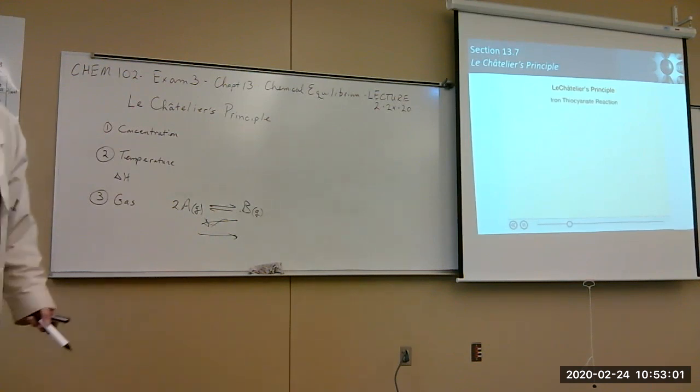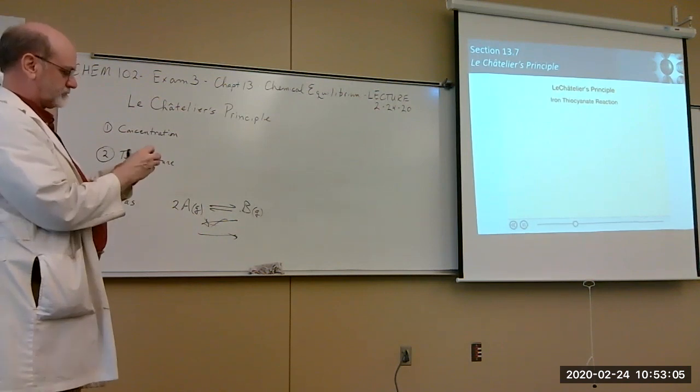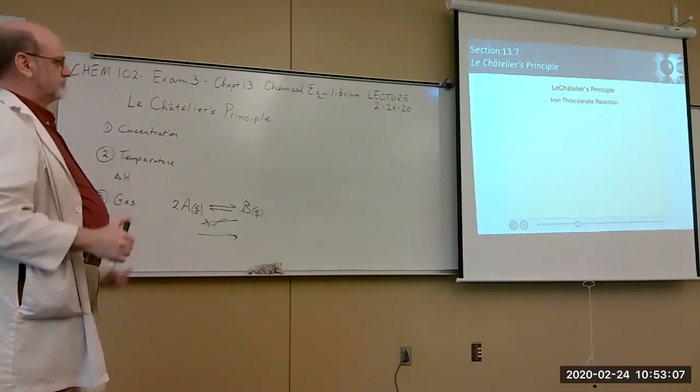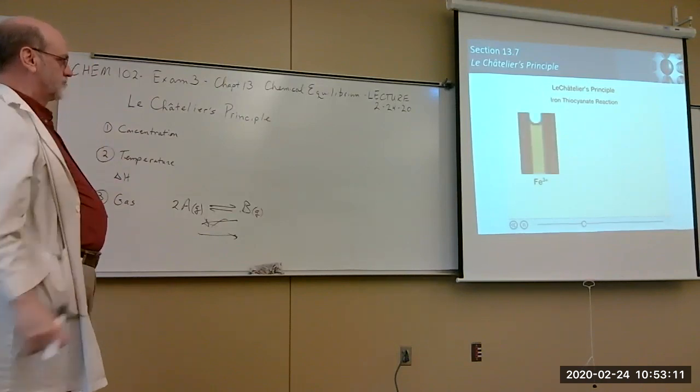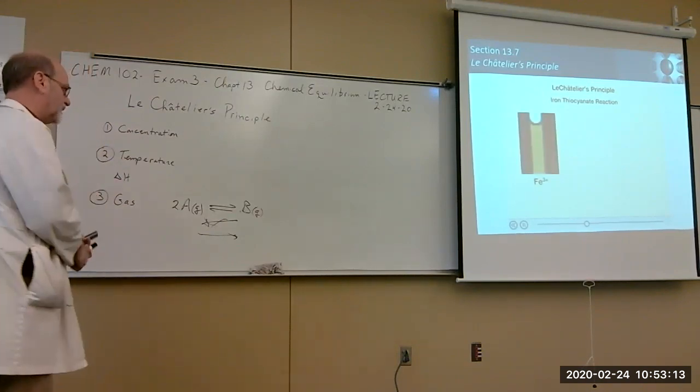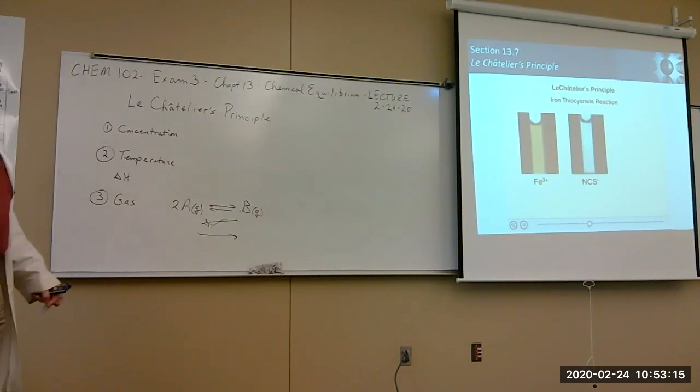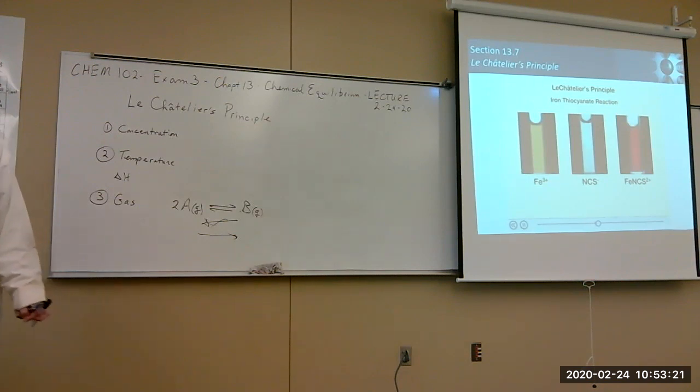Let's consider an example of a system at equilibrium, the reaction between iron and thiocyanate to form iron thiocyanate. Iron 3 is a light-colored ion in neutral or slightly acidic solutions. Thiocyanate is a colorless ion in solution. The iron thiocyanate complex is a blood red ion. The reaction of iron and thiocyanate in solution is reversible. That is, it moves in both the forward and reverse directions.